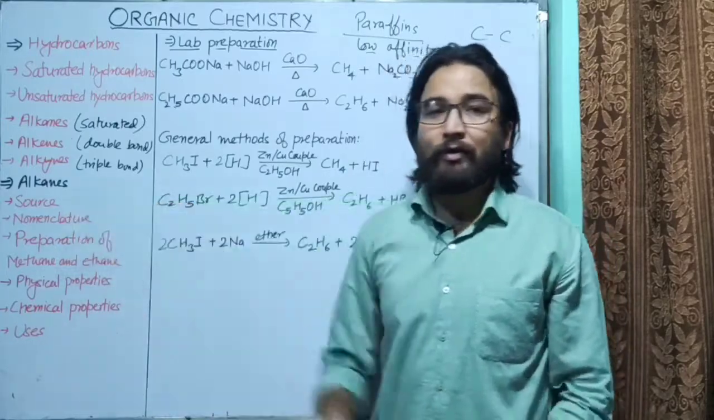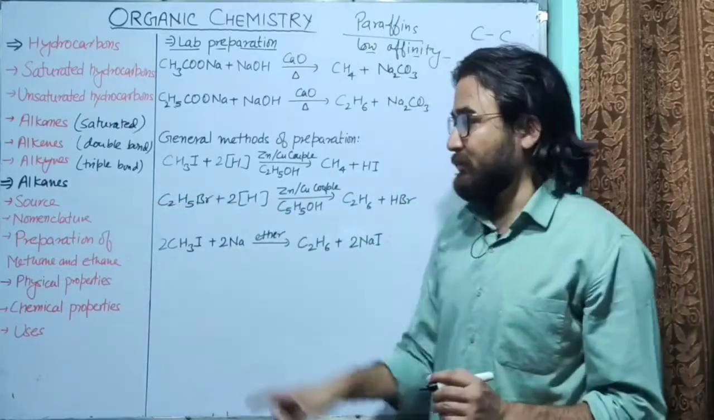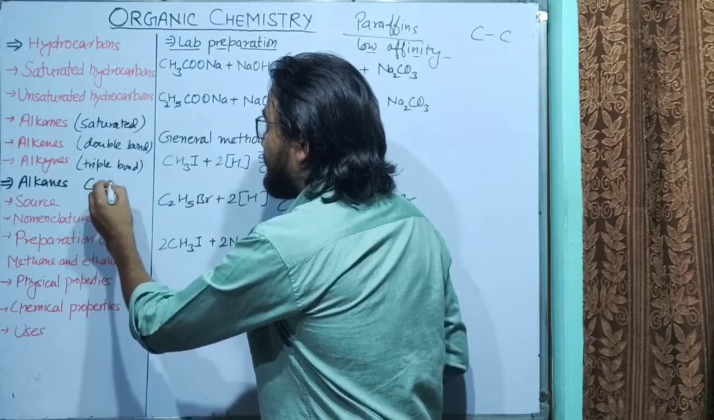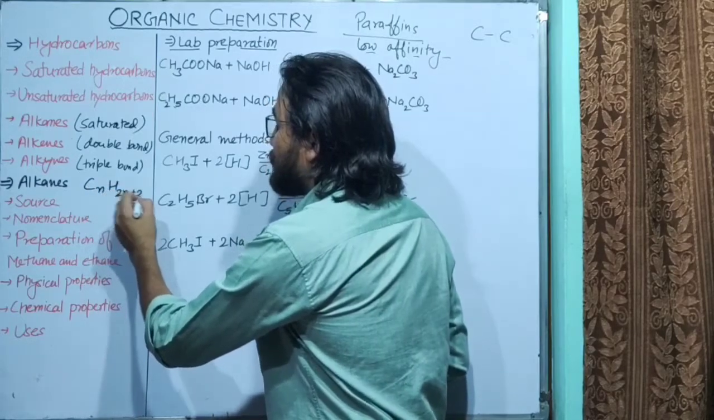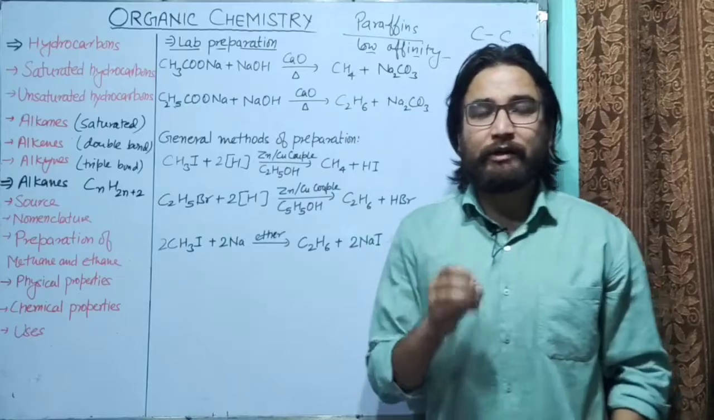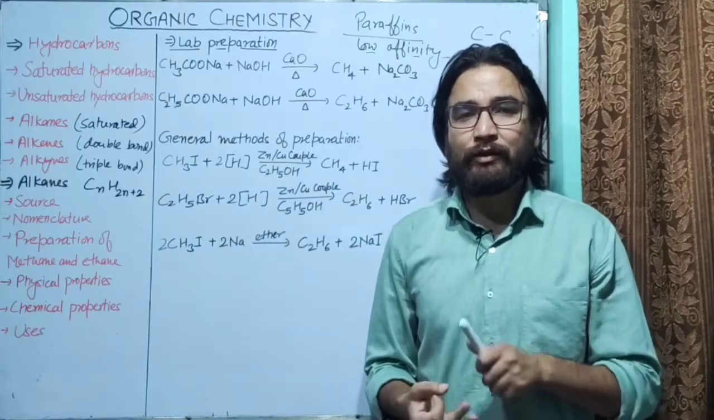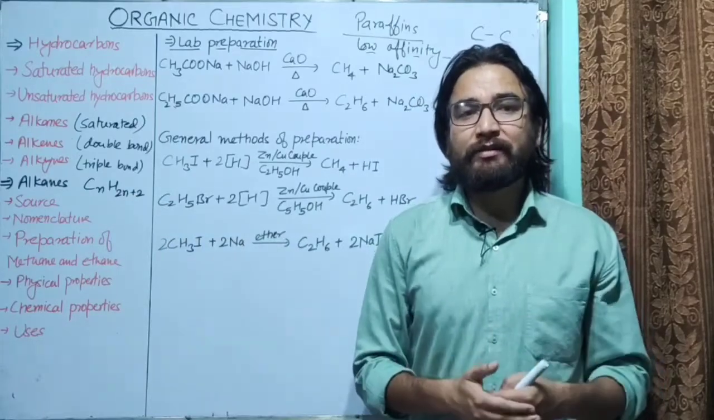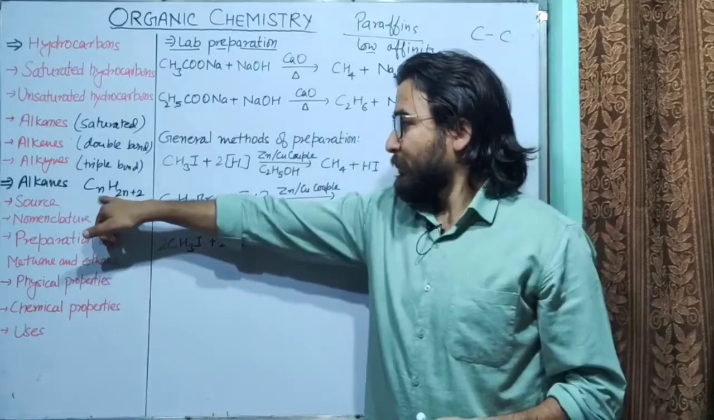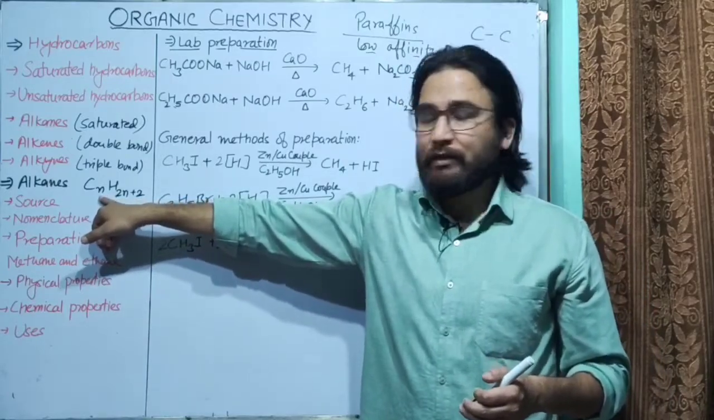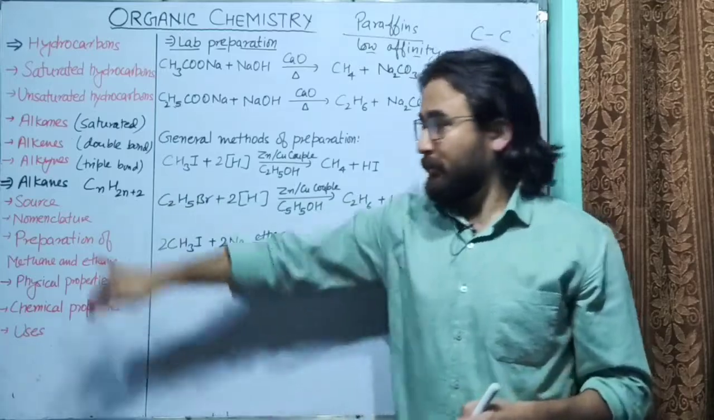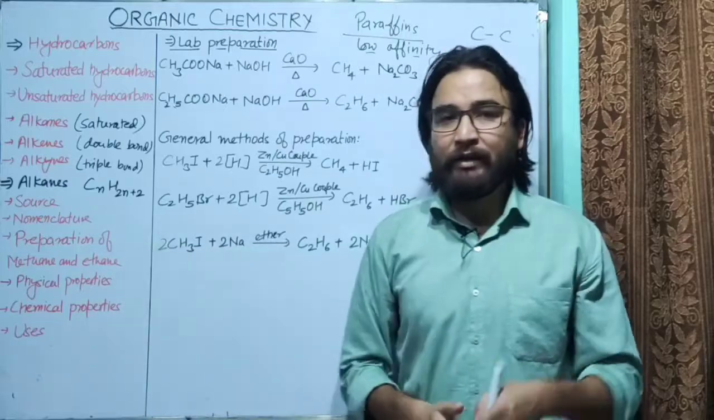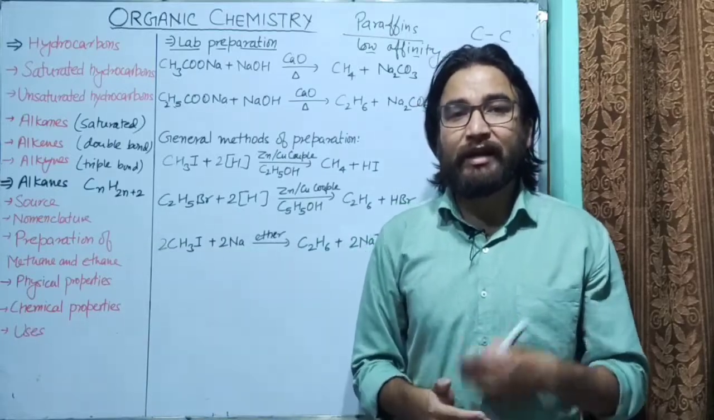Now let's talk about alkanes only. You know that the general formula of alkanes is CnH2n+2, where n denotes a natural number. The value of n starts from 1, then 2, 3, 4, and these are called alkanes, and we have already discussed the nomenclature of alkanes. If the value of n is 1, the formula is CH4 and it will be called methane, C2H6 ethane, then propane, butane, so it ends with ane.